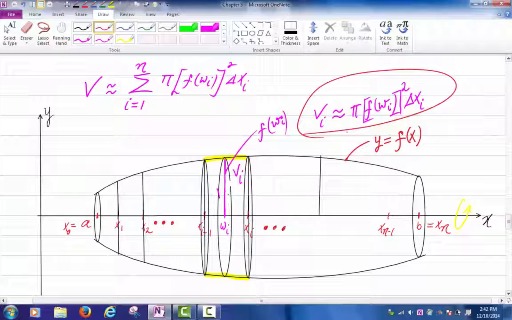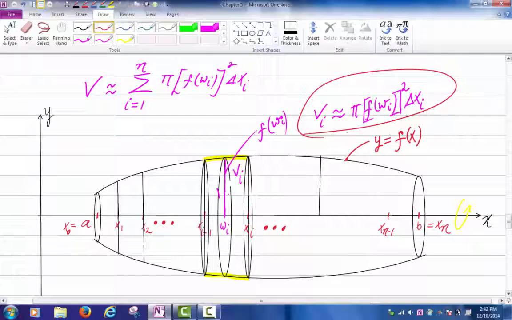So now sum up over all i's, right? For each subinterval I have a piece. I approximate in the same way. So if I look at the sum, i going from 1 up to n of pi times f of w_i squared delta x_i, that's going to give me an approximation of the total volume.